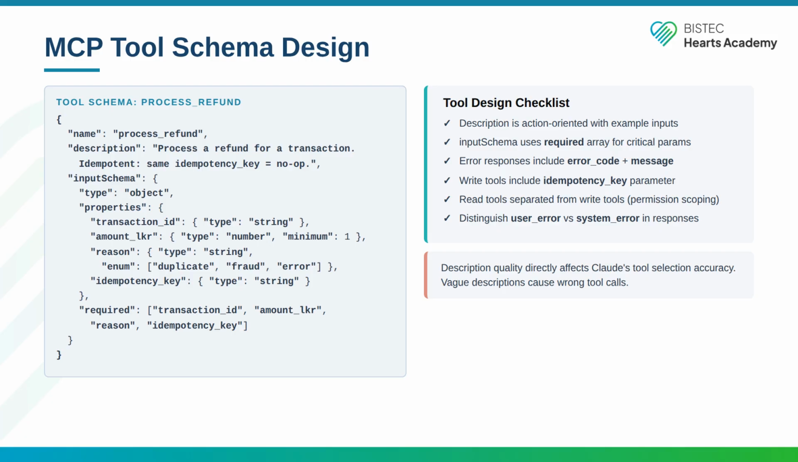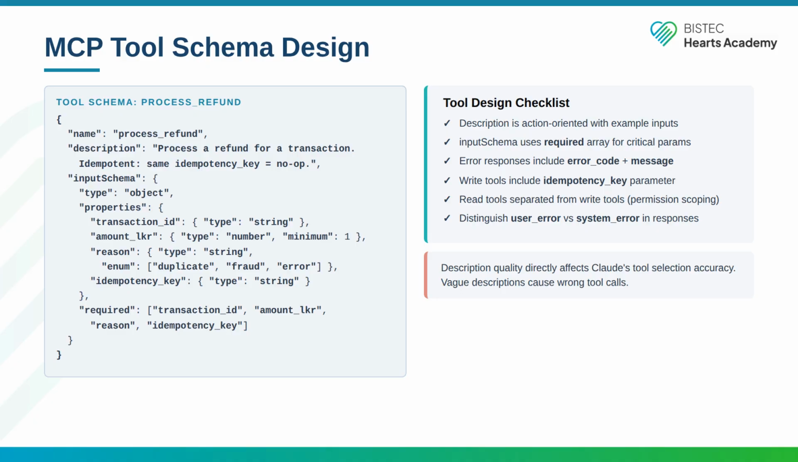The input schema is a full JSON schema object, not a description, not prose, but the literal schema. The reason field uses an enum constraint, limiting Claude to 4 valid string values. This prevents hallucinated reasons like "customer unhappy" from entering your payment system. The required array includes all 4 parameters. Write operations should have no optional fields for their critical parameters. If idempotency key were optional, Claude might omit it under certain conditions, breaking your duplicate prevention logic.